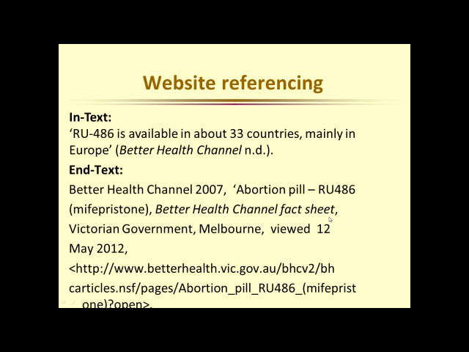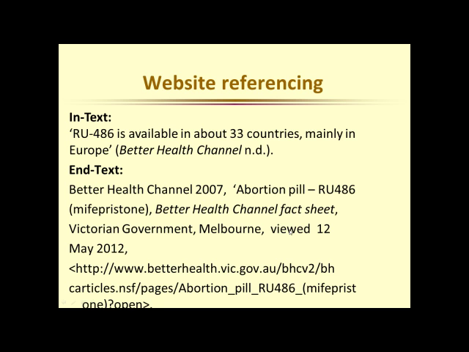The bibliography or end text entry is a little longer. If you know which person or group is responsible for the website, write this in, as in the Better Health Channel. Put a comma, then the name of the article in single inverted commas, the name of the home page in italics, the host or the sponsor, and you can see that this is Better Health Victorian Government, so the Victorian Government is the host or the sponsor, the ones who've paid for the hosting of the website, the city where that is published, if you can find it, it's not always easy.